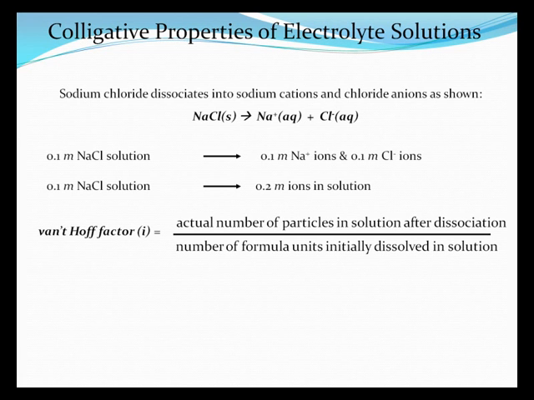Now, we have, therefore, a new factor in the equation, and it's called the Van 't Hoff factor. It's the actual number of particles in solution after dissociation divided by the number of formula units initially in the solution. So, for example, in non-electrolytes, the i is 1 because they dissolve completely. But for something like sodium chloride, the i, or Van 't Hoff factor, should be 2. For calcium chloride, it should be 3.